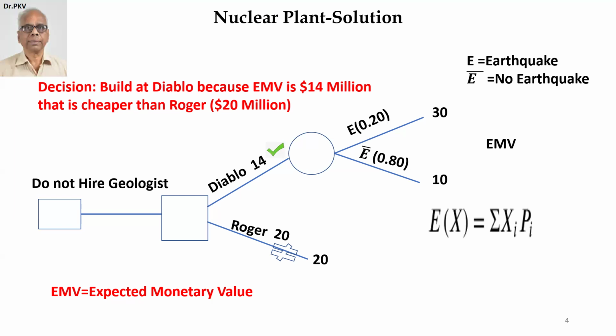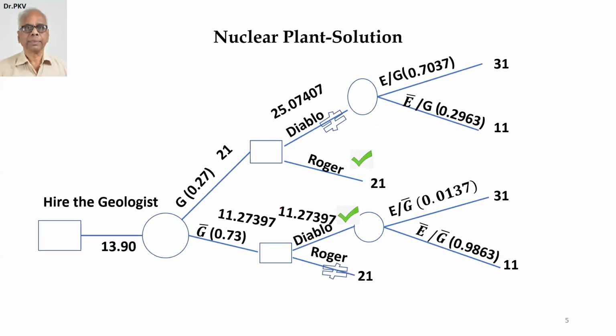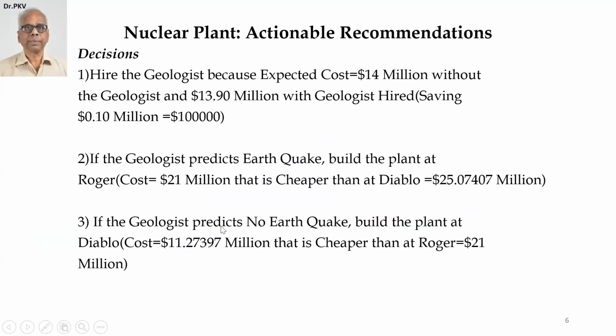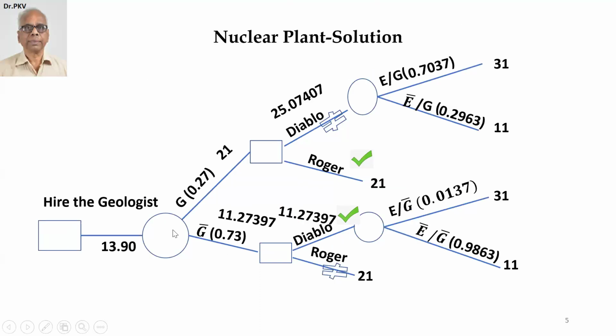Now, let me look at the second situation. Suppose I hire the geologist. There are some numbers. We will come to them one after the other. Hire the geologist, that could be uncertainty. The geologist predicts earthquake. The geologist doesn't predict earthquake. Now, if the geologist predicts earthquake and you take a decision, build a nuclear plant at Diablo, or build at Roja, your two choices.